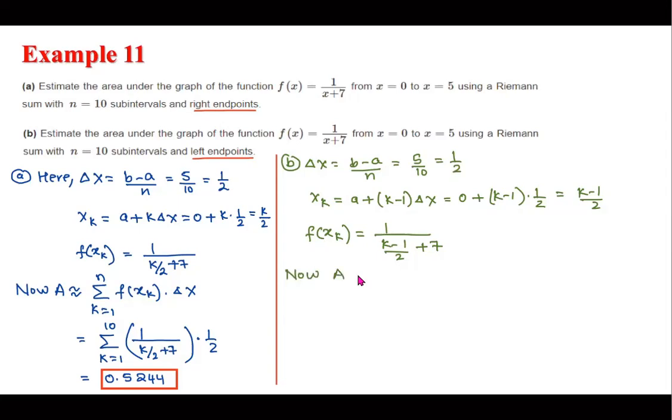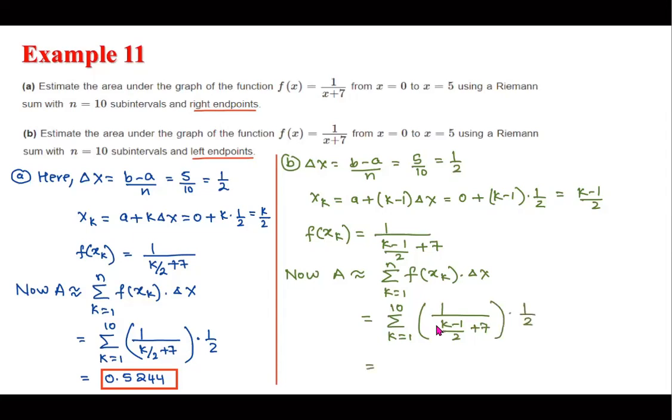Now, area is approximately equal to the summation from k equal to 1 through n of f of xk times delta x. Remember, some textbooks use xi, that is the same thing. This is equal to the summation from k equal to 1 through 10, and then f of xk is this one, which we get here, 1 over k minus 1 over 2 plus 7, multiplied with delta x, which is half.